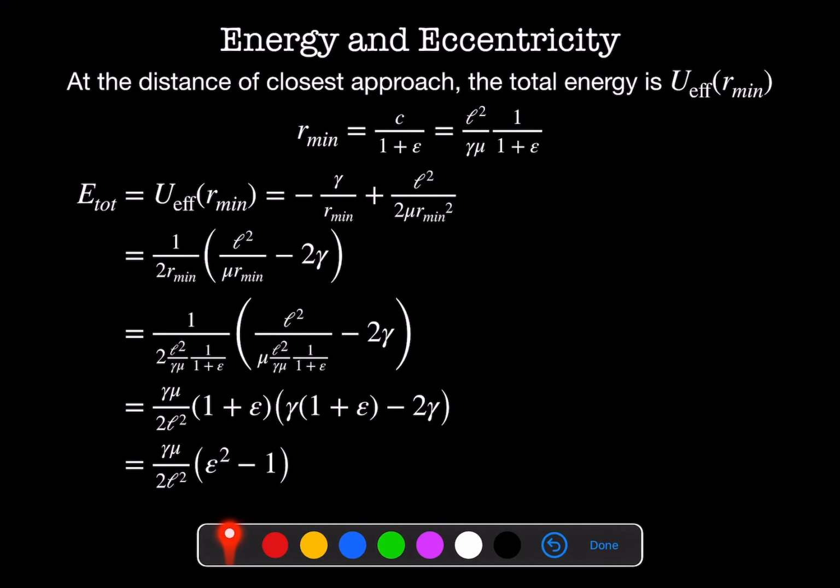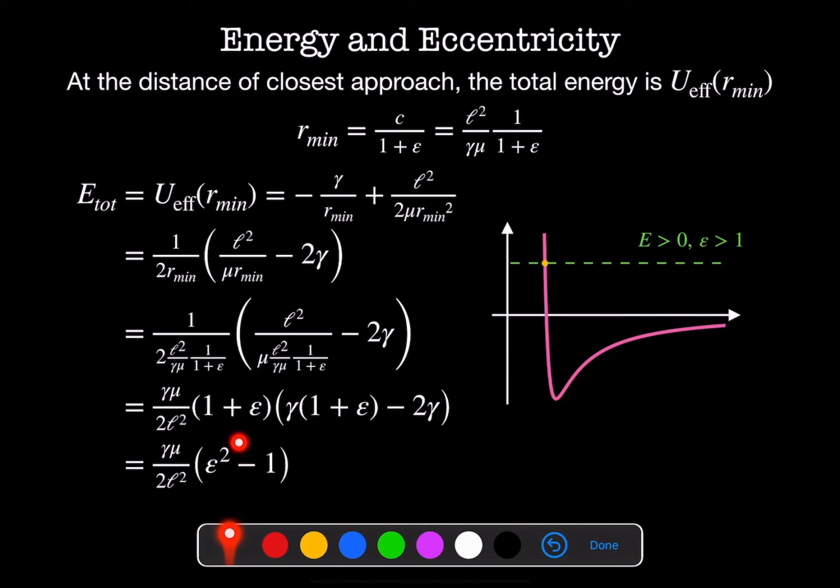What does this tell us? When we have an energy that is greater than 0, epsilon squared minus 1 is greater than 0, which corresponds to epsilon strictly greater than 1. We end up in one of these hyperbolic orbits. When our energy is equal to 0, we end up with epsilon equal to 1, and that's a parabolic orbit. When the energy is less than 0, epsilon squared is less than 1. So when energy is less than 0, that corresponds to one of our elliptic orbits.